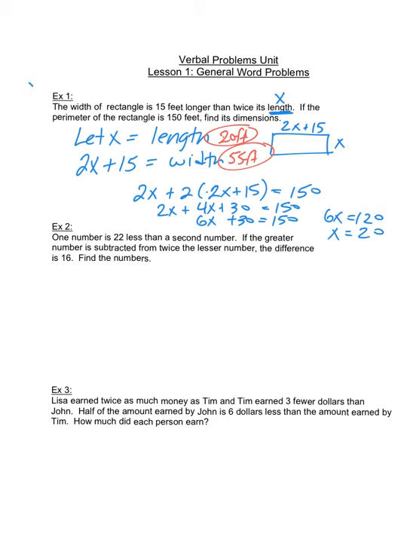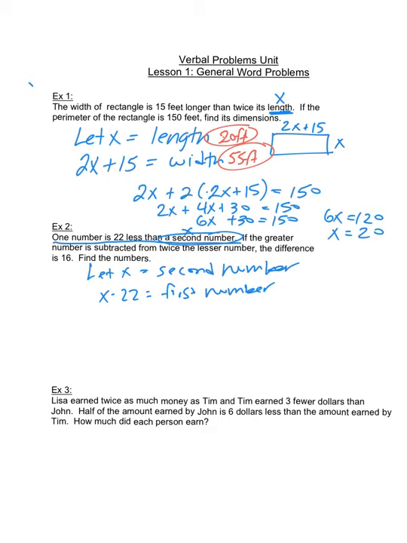Another example would be: one number is 22 less than the second number. If the greater number is subtracted from twice the lesser number, the difference is 16. Your comparison is in the first sentence: one number is 22 less than a second number. So I'm going to let the second number be x. If I go back and reread that, x minus 22 would be the one number, or I'll call it the first number.